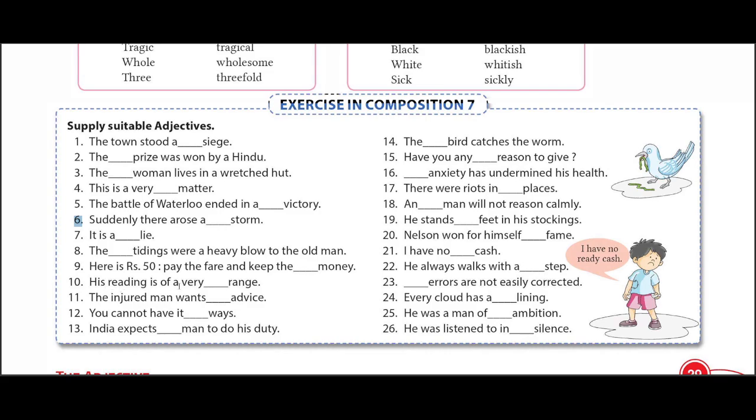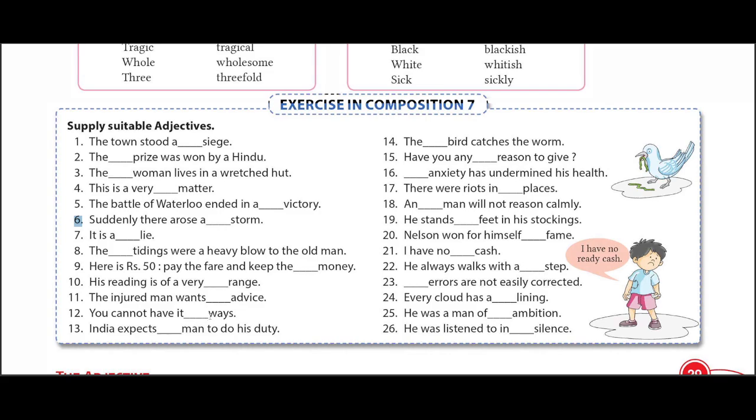His reading is of a very dash range, wide range, broad range, extensive, varied, diverse range. Many adjectives are possible. The injured man wants dash advice, a medical advice, a professional advice, a specialized, a sound, a practical advice. You cannot have it dash ways.